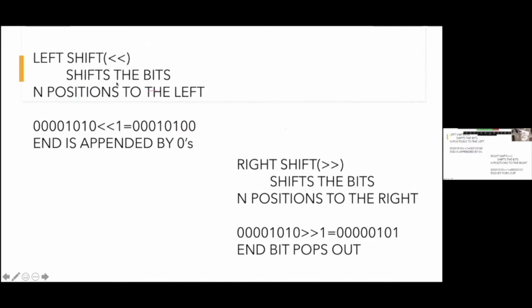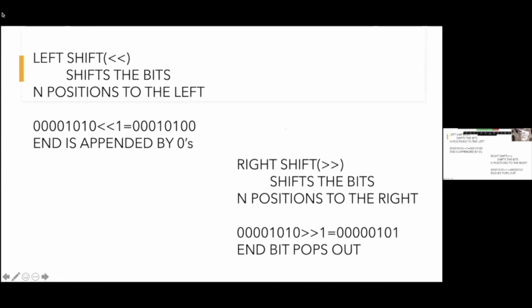Next, we have the left shift operator and the right shift operator. Left shift moves the bits to the left. So if I take 00001010 and left shift all the bits by 1, you can see every bit is shifted by 1. This 0 was here, it went here; this 1 was here, it went here. All the bits are shifted, and the one empty space is always filled with a 0.